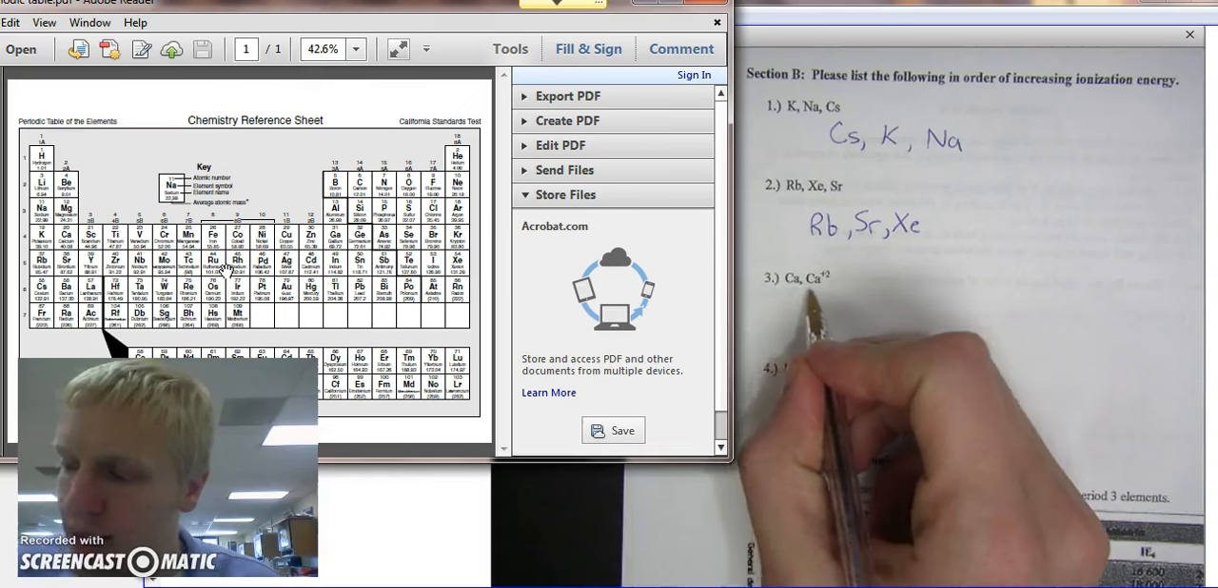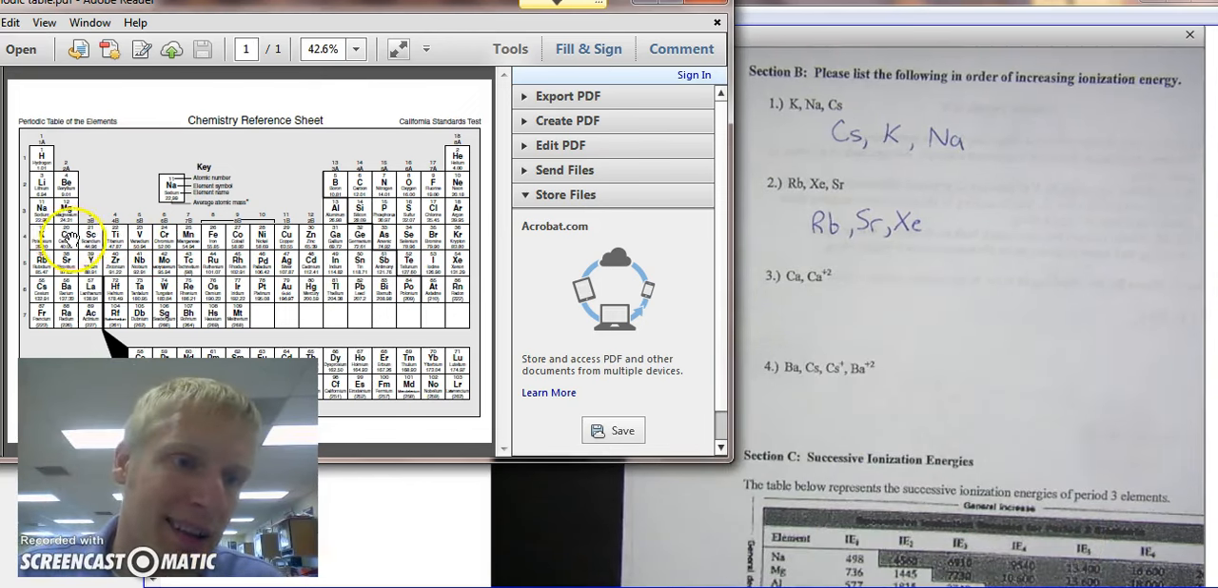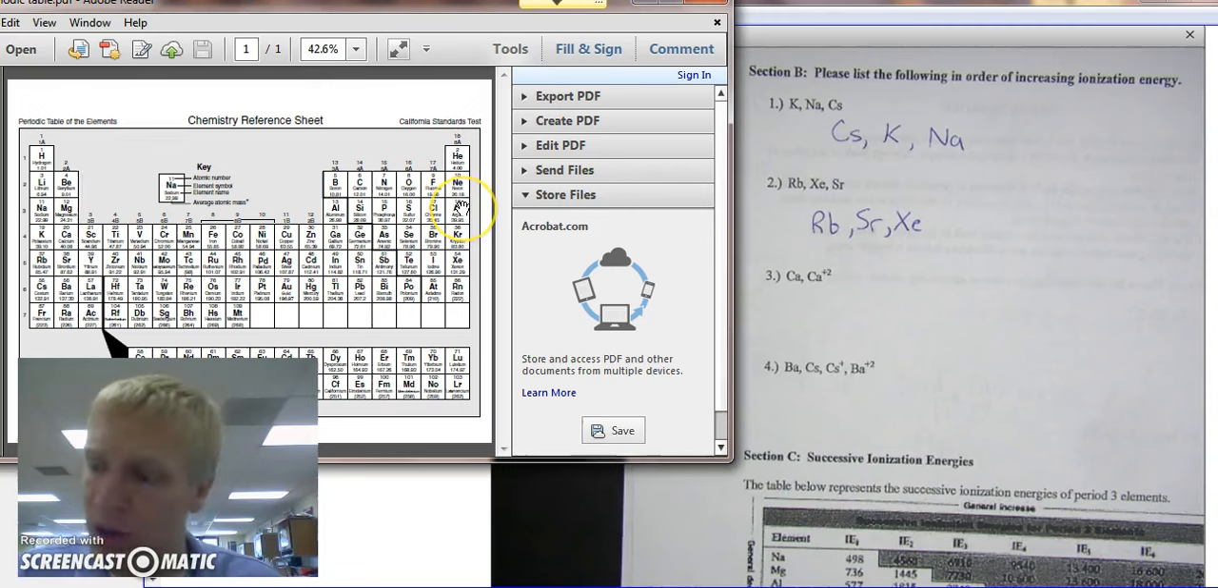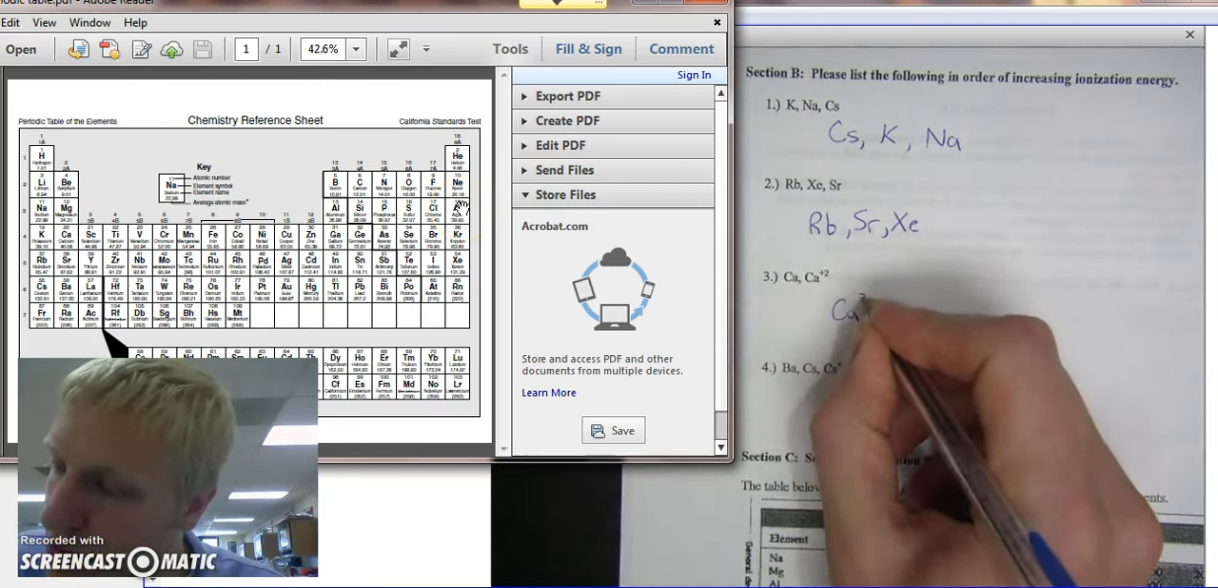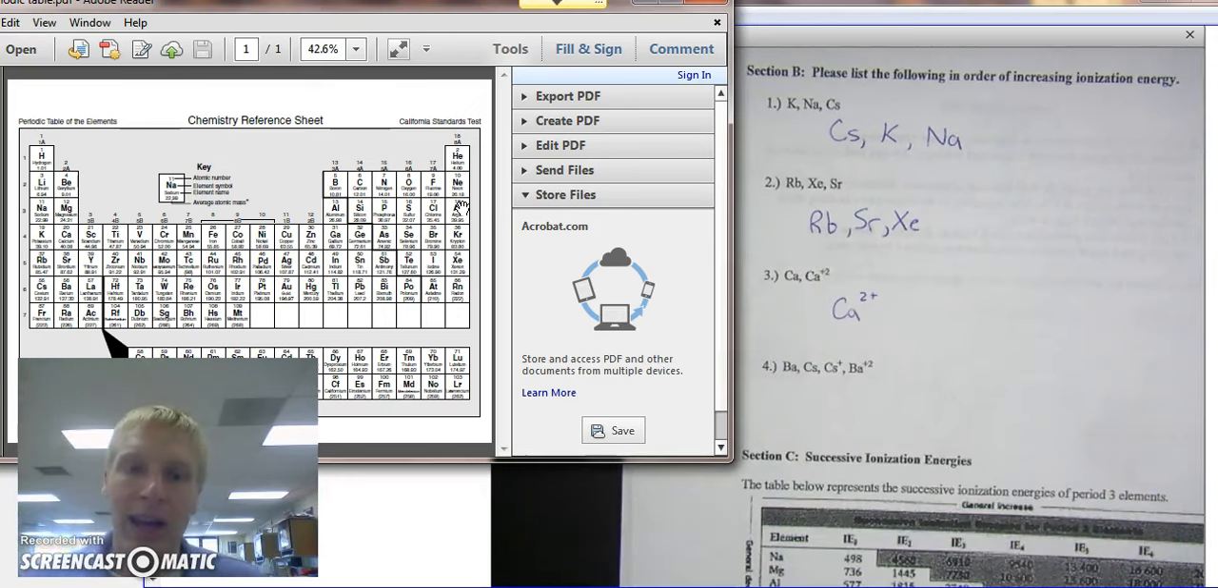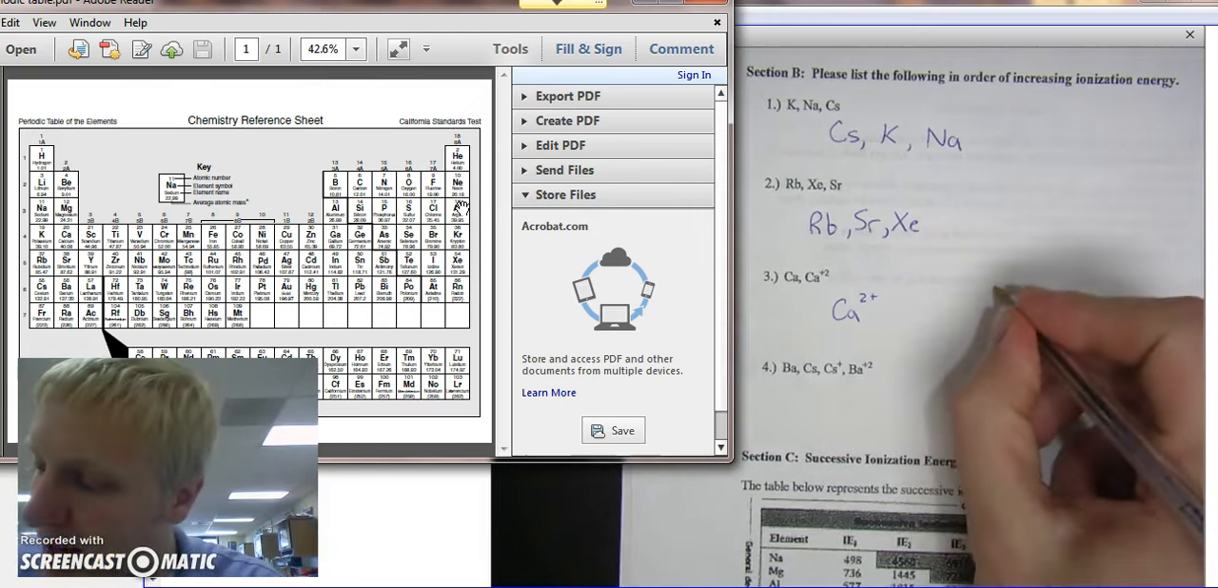Doing the next one, we have calcium versus calcium 2 plus. Calcium is right here, and calcium 2 plus, electron-wise, is going to look like argon. So calcium 2 plus is going to have a stronger or higher ionization energy because it already lost 2 electrons. So now it has a satisfied octet. How does it have a satisfied octet?